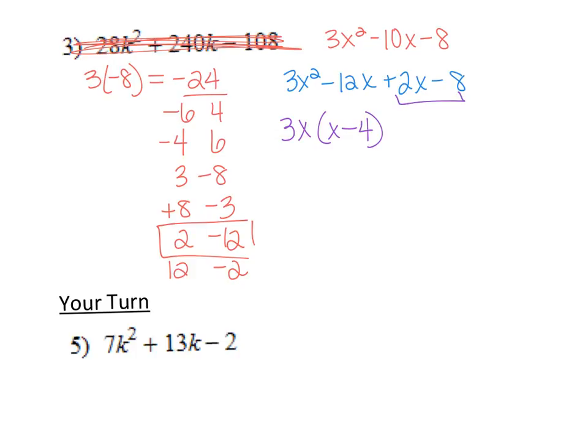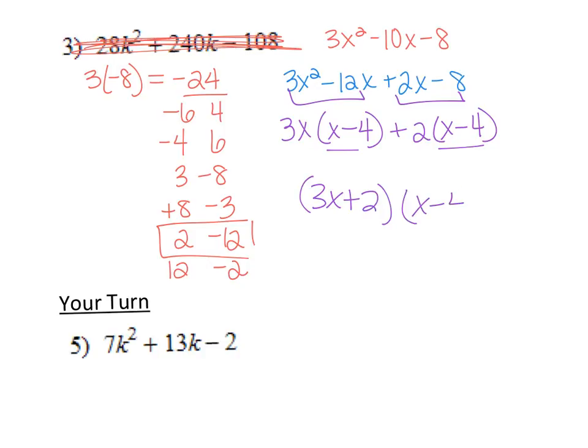Now for the second term, my greatest common factor is actually 2. That's all I got. And then I have x minus 4. Because these are the same, I know I did something right. So then my factors are 3x plus 2, it's whatever's on the outside, then times x minus 4. And those are your two factors.